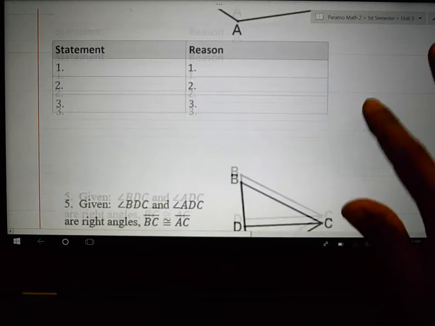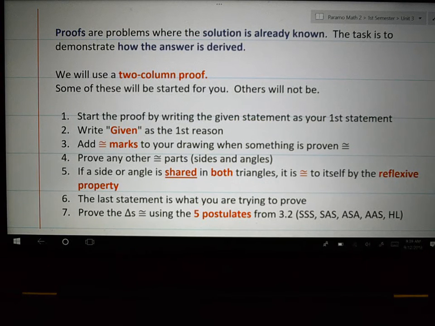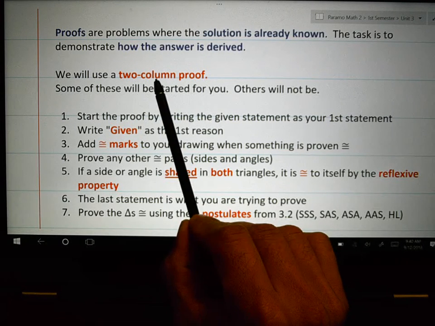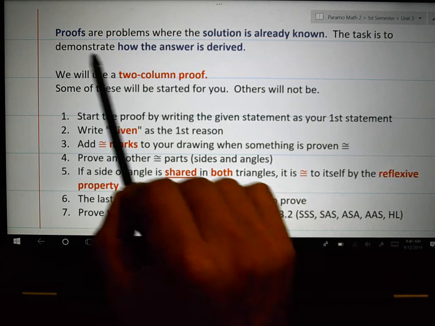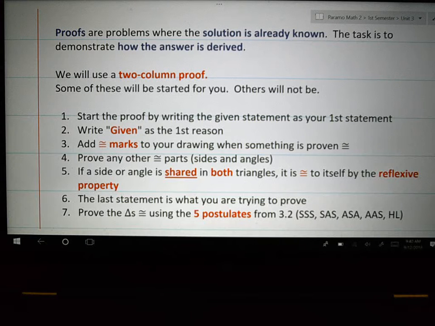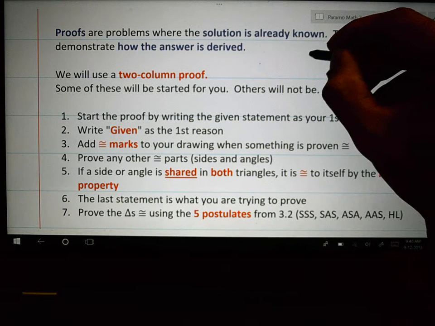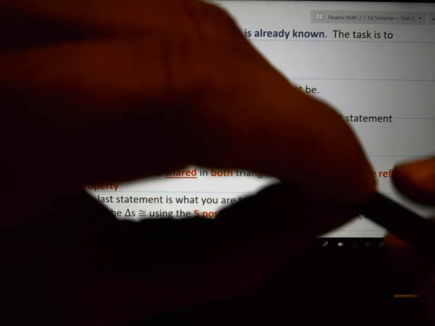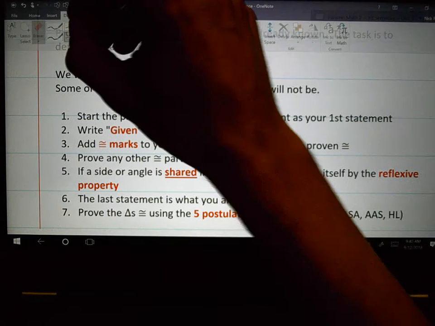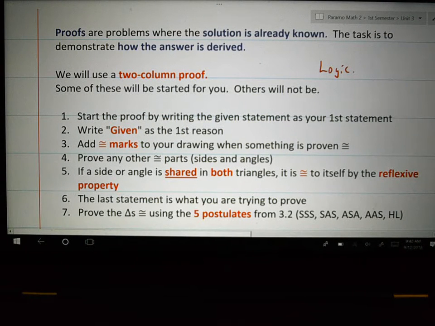But really, what we're doing when we do these problems is we're doing a proof. Proofs are where the solution is already known. You're just going to show me that you know how to get to the answer. There are statements and there are reasons. You're going to be doing something called a two-column proof, and you're going to prove to me that you know how the answer is derived. Basically, if I were to say what kind of math this is, it's 100% something called logic. It's not the kind of math where you have to multiply or do anything else.